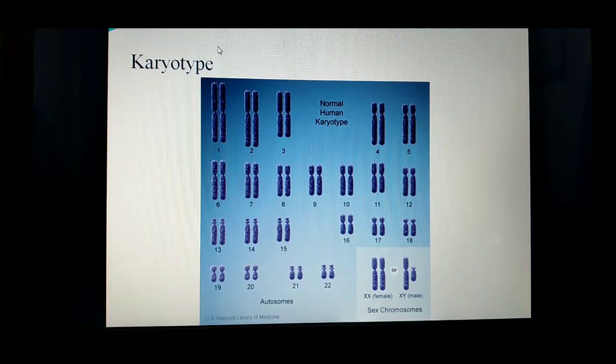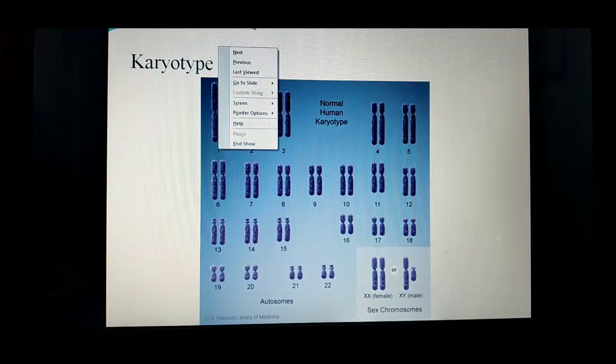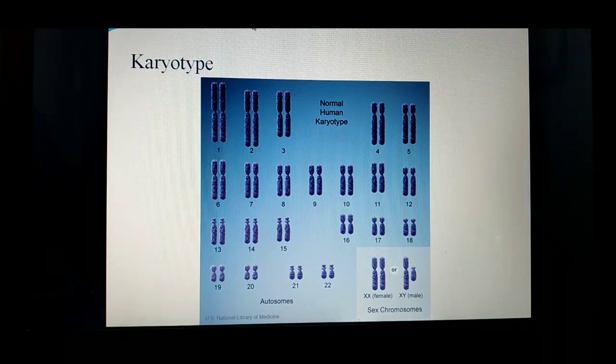So in today's class, we studied Mendel's dihybrid cross and the law of independent assortment. Then we studied the structure of chromosome, the classification of chromosomes based on the position of centromere as well as based on function, and then karyotype.